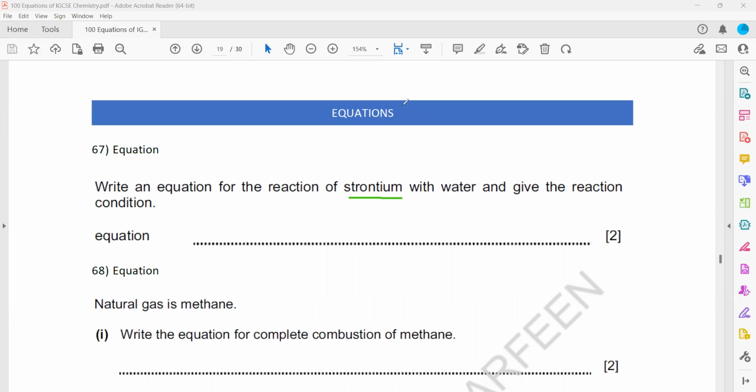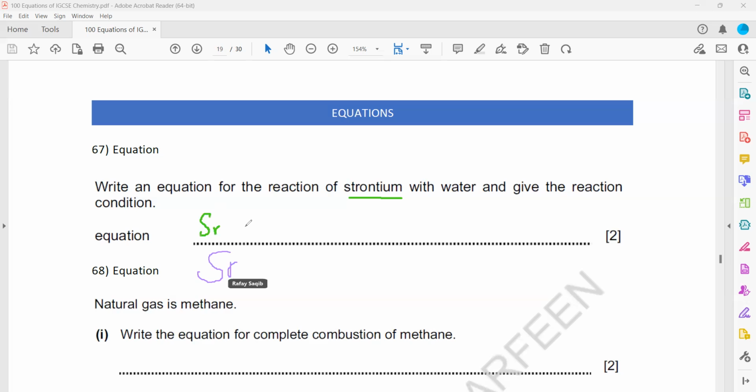Condition refers to the fact that some metals are highly reactive. They can react with cold water. Some metals can react with steam, and they don't react with cold water. So you just mention a high temperature. You can mention that.